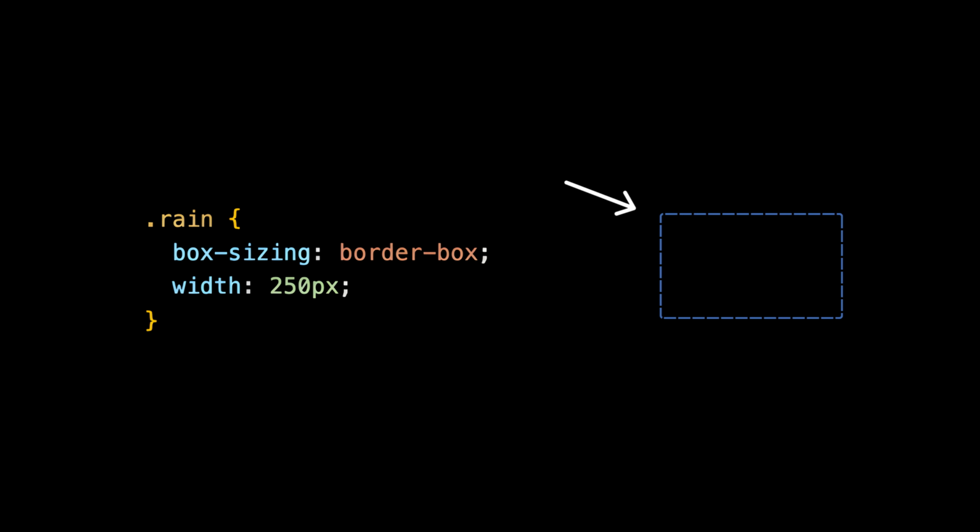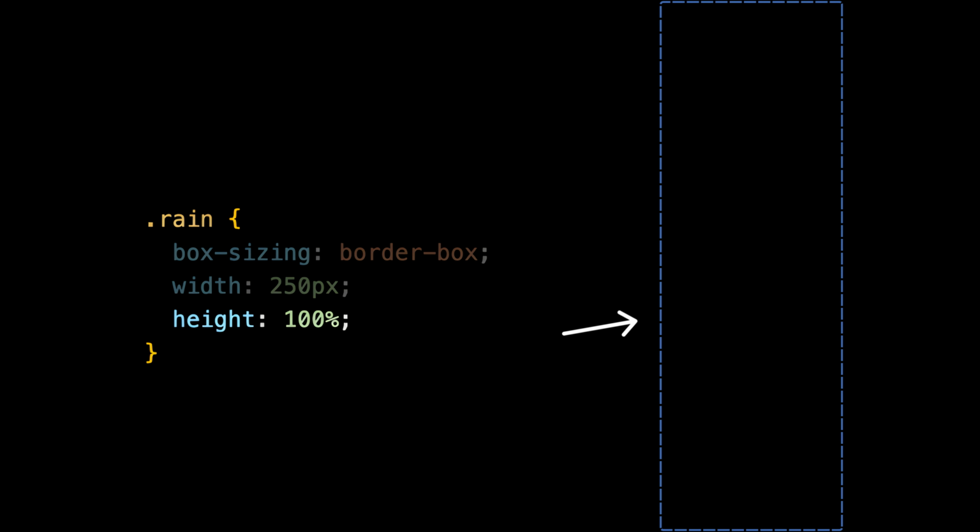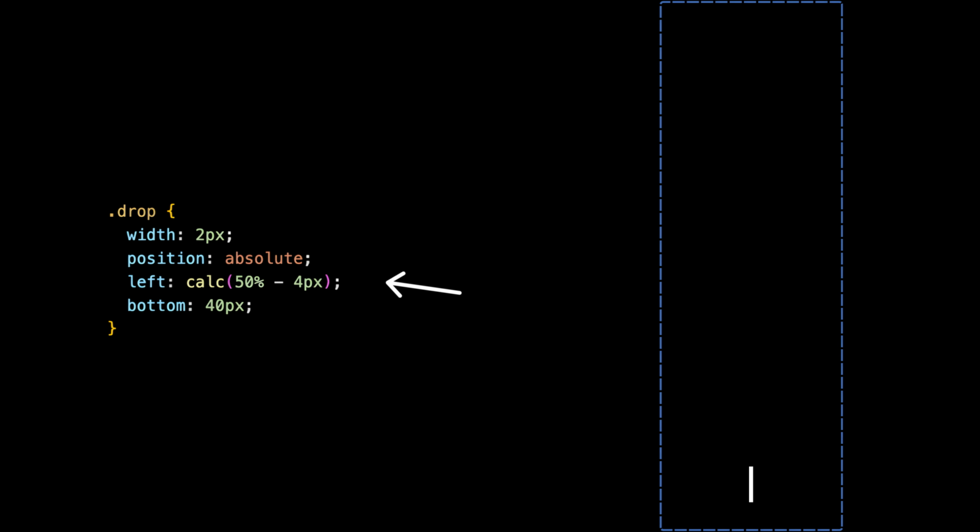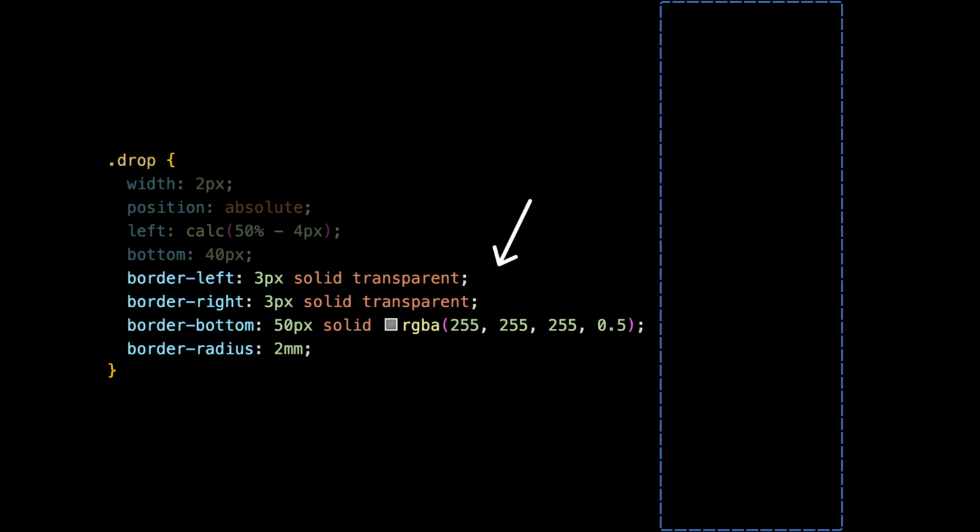To get started, all we really need is a simple container. This is where our rain falls from top to bottom. Then we position a small drop element at the bottom center, and with a bit of border tweaking, we can shape it into something that actually looks like a raindrop.